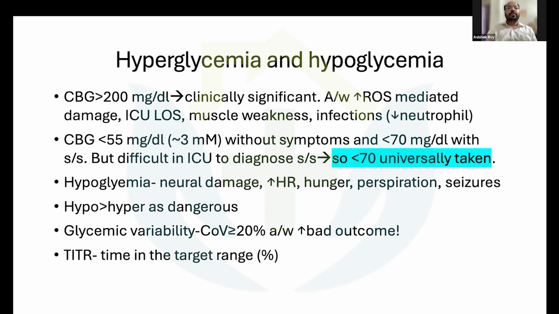Now, coming to hyperglycemia and hypoglycemia, any blood sugar level more than 200 is clinically significant because it is associated with increased risk of infections. It also causes mitochondrial dysfunction by creating lots of reactive oxygen species. It increases the ICU length of stay and is associated with increased ICU acquired weakness. That's why glucose control in a reasonable range is important.